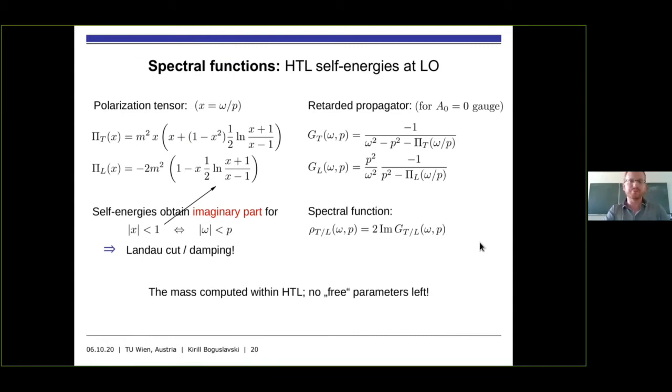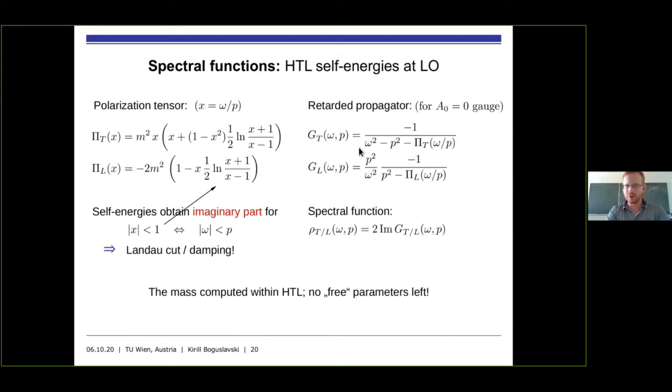Now, the HTL self energies at leading order for gluons can be written here in terms of the polarization tensor, and they are related. And from there, you can obtain the retarded propagator, which looks like that for temporal gauge, which we also use. And then you can get the spectral function basically from taking the imaginary part of those retarded propagators. Now, two interesting things here.